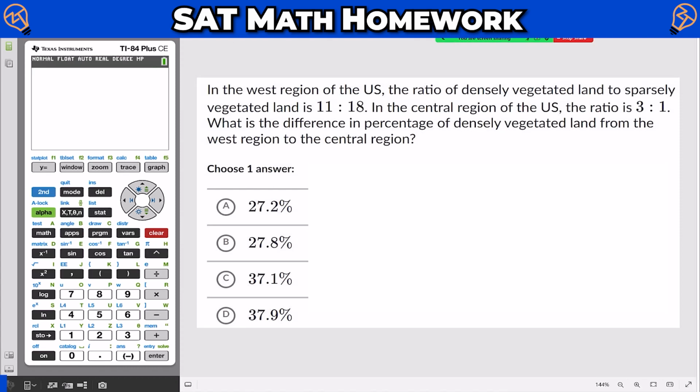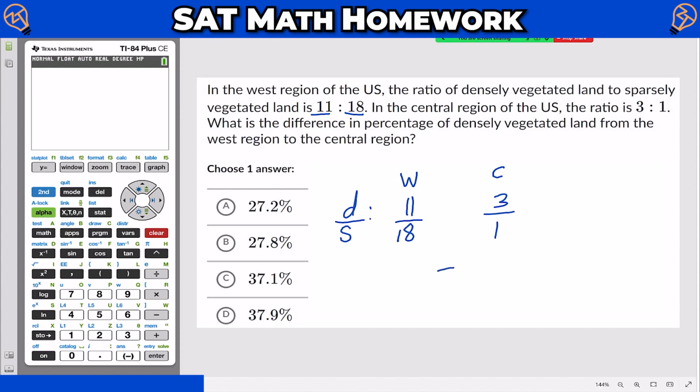So here we want to make a distinction between ratios and percentages. Now, ratios are referring to parts compared with parts. In this case, they're comparing densely vegetated land to sparsely vegetated land, and say that in the West, it's 11 parts densely to 18 parts sparsely vegetated. And in the central part of the US, that ratio is 3:1. They want the difference in the percentages of densely vegetated land from the west to the central.